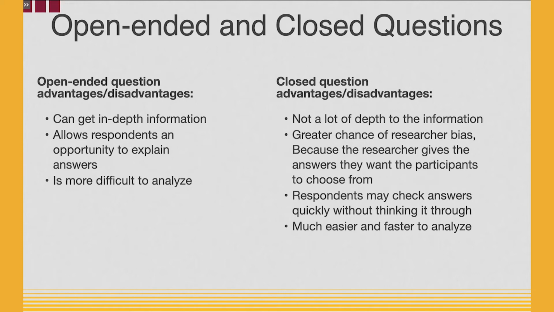In a closed question, the disadvantage is you don't get a lot of that depth to the information. There may be researcher bias because the researcher provides the answers to the respondent rather than the respondent giving their own answers. And very often people will click through surveys or quickly answer interview questions where the answer is provided without really thinking about it. However, because these are already pre-categorized, it's much easier and faster to analyze data from closed questions.